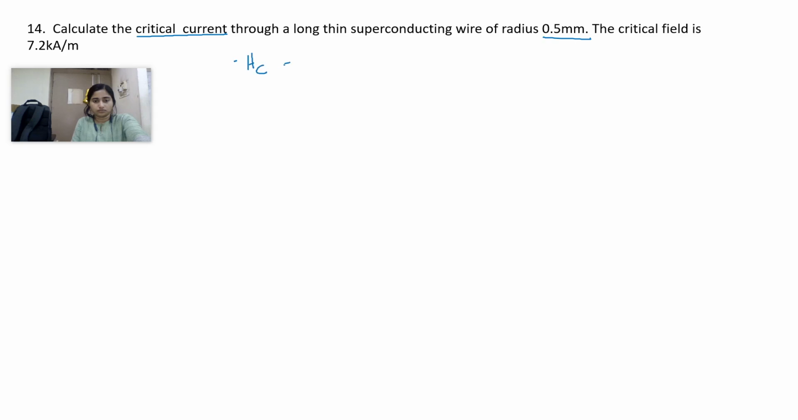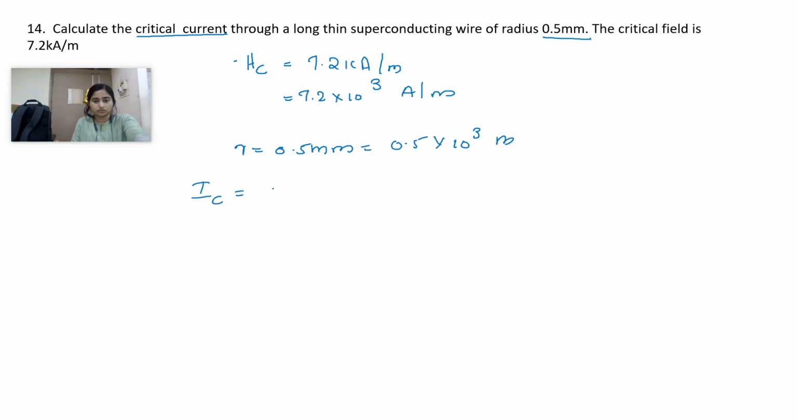So Hc, the critical field, is 7.2 kilo ampere per meter, so it will be 7.2 times 10 to the power 3 ampere per meter. Now the radius is given, r is equal to 0.5 millimeter, so it will be 0.5 times 10 to the power minus 3 meter. Now we need to find I, the critical current. We already discussed this in earlier slides. It will be 2 pi r times Hc. Just substitute the values here and you will get the answer.